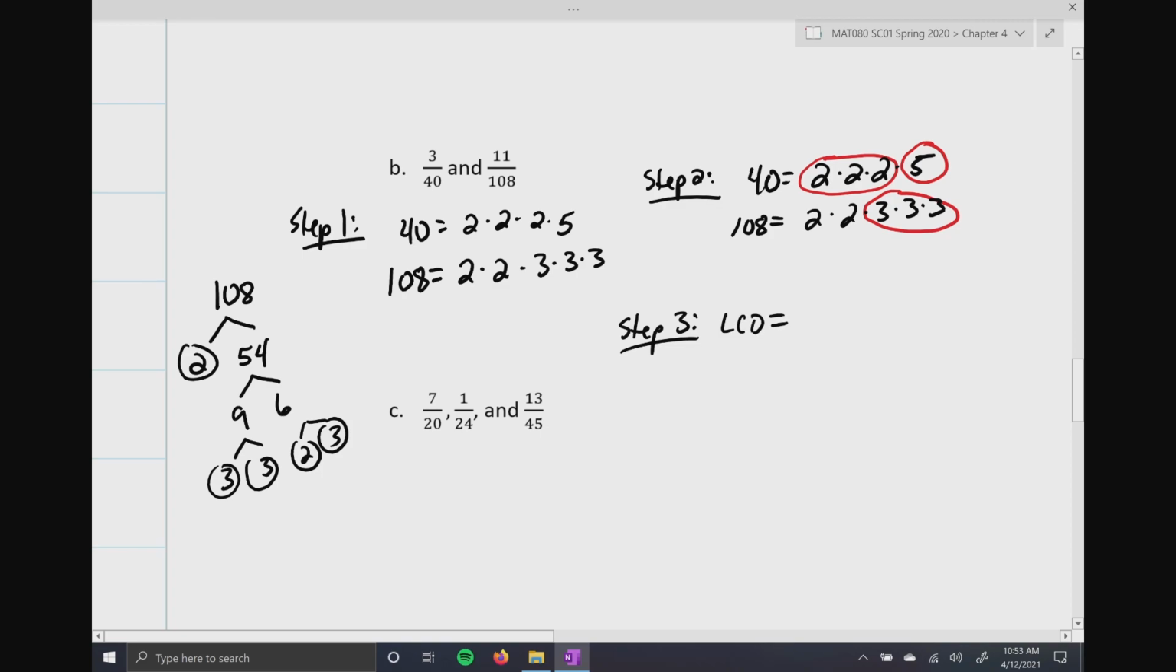So step 3, my LCD is going to be the product of all of the ones circled. 2 times 2 times 2 times 3 times 3 times 5. So you can kind of help yourself out a little bit. I know 2 times 2 times 2 is 8. 3 times 3 times 3 is 27. And I'm not even going to kid, I'm just going to go ahead and type in 8 times 27 times 5. So my LCD is 1080.